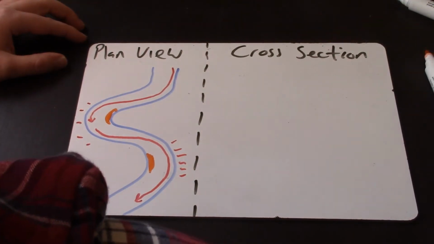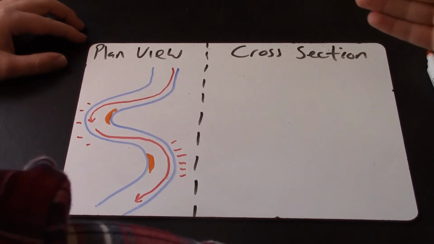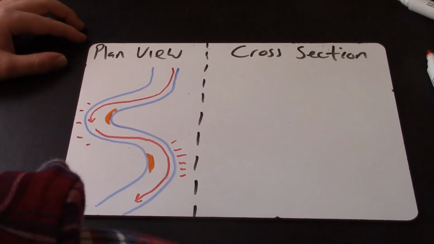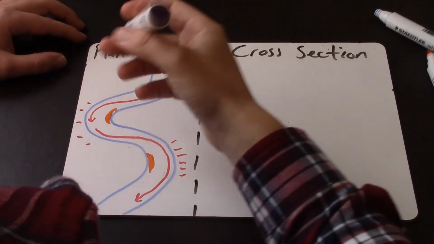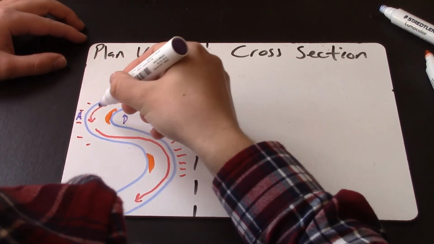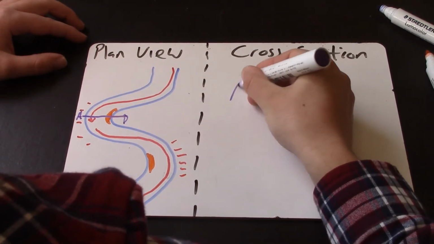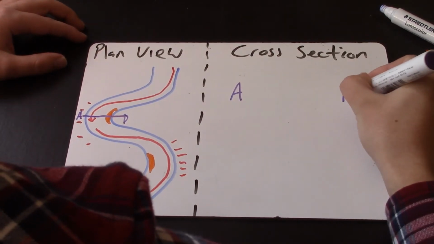Now if we take a look at what that looks like in cross-section, i.e. if we were to stand in the channel and look upstream and see the shape of the river channel, it would look something like this. So we'll take a cross-section, point A, point B, and we'll do a cross-section through our channel at this point. So I'll mark on points A and B.